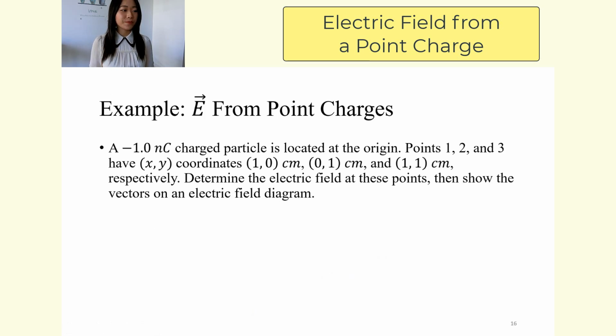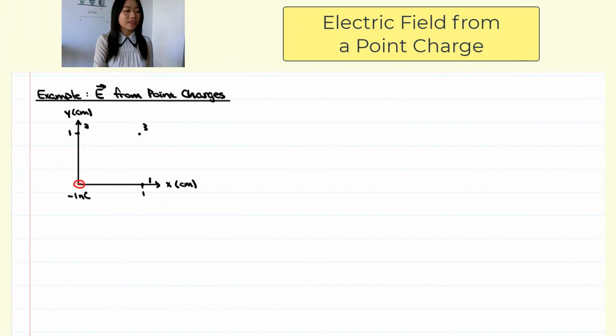Let's look at this example. A negative 1 nanocoulomb charged particle is located at the origin. Points 1, 2, and 3 have xy coordinates of (1, 0) centimeters, (0, 1), and (1, 1) centimeters. Determine the electric field at these points, then show the vectors on the electric field diagram. So here's a sketch of the problem. I have a negative 1 nanocoulomb charge at the origin, and my point 1 is at (1, 0). Point 2 is at (0, 1), and point 3 is at (1, 1).